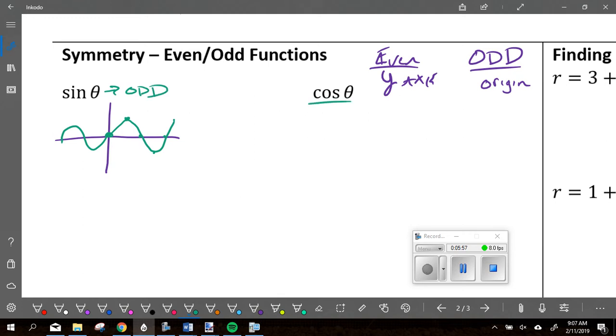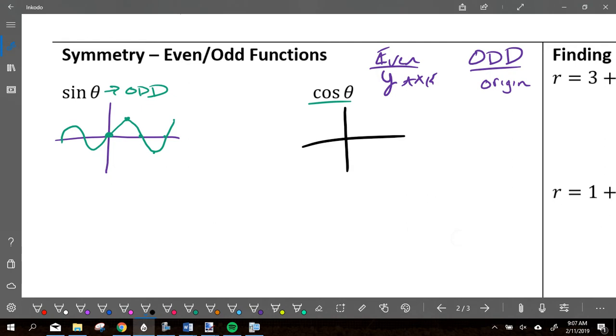This graph is odd. Cosine curves, on the other hand, are going to be even because cosine curves start at the top, middle, bottom, middle, bottom. And that curve right there could be folded over that axis. We've done that before. That's great.